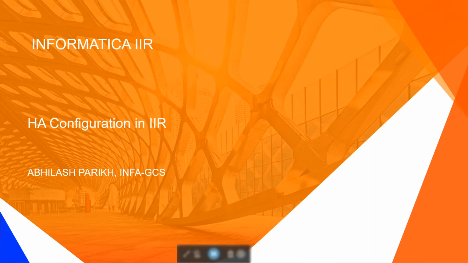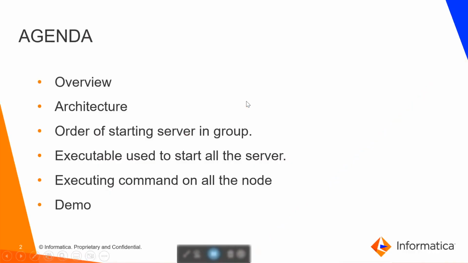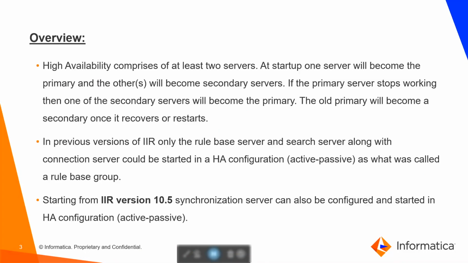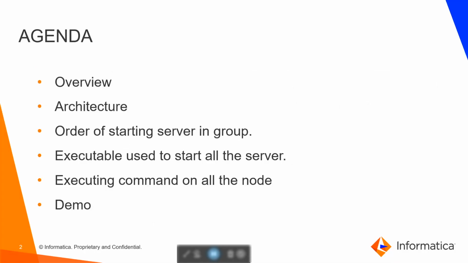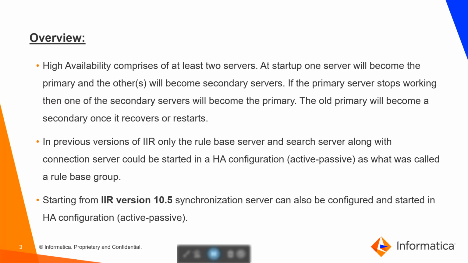Today we are going to discuss high availability on IIR, how to configure it, and how to start the server in active passive mode. So today's agenda will be overview, architecture of the HA, order of starting servers, executable used to start all the servers individually, and executing commands to start all the servers on all the nodes individually, followed by the demo session. High availability comprises at least two servers, that is a primary server and a secondary server.